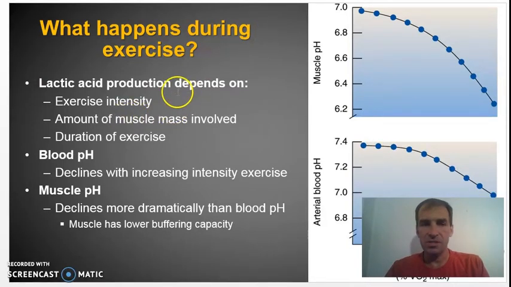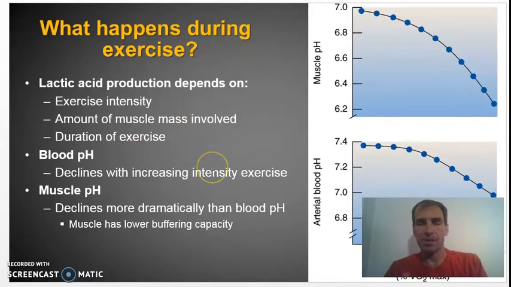As you can see, intensity has a role, and so does the amount of muscle mass, not surprisingly. Activities that use more muscle mass will see greater drops in pH. If exercise duration is long, we may see different changes in pH.